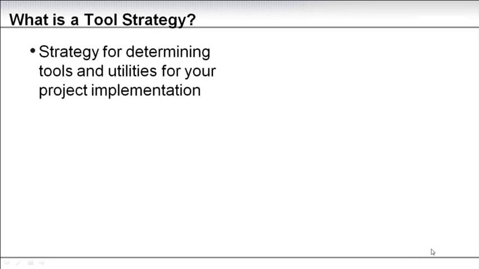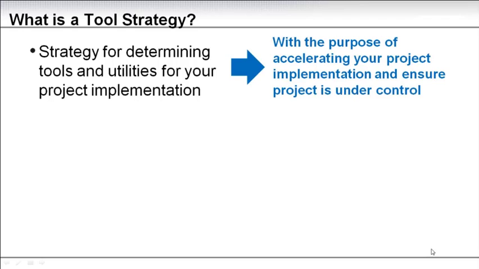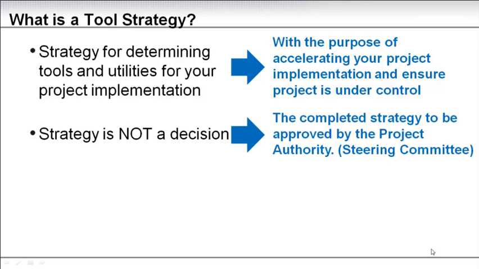So a tool strategy is a strategy for determining tools and utilities for your project implementation. And the purpose of this is to accelerate your project implementation and or to ensure your project can be controlled. Strategy is not a decision. The completed strategy is still to be approved by the project authority, in most cases the project steering committee, where the project sponsor normally heads the steering committee.